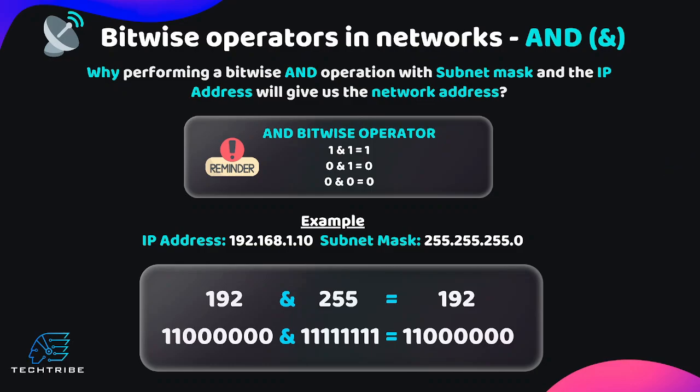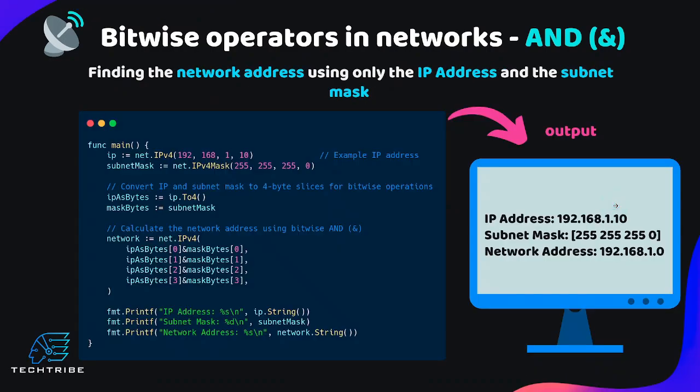Now that we understand how this process works, let's see a practical example in Go code. Let's get the network address using only the IP address and the subnet mask. Guys, you don't need to worry. All this code will be provided in a repo link down below. So this will be the Golang code to perform a bitwise operation to get the network address out of the IP address. As you can see, this will be the result, right? You don't get the host.